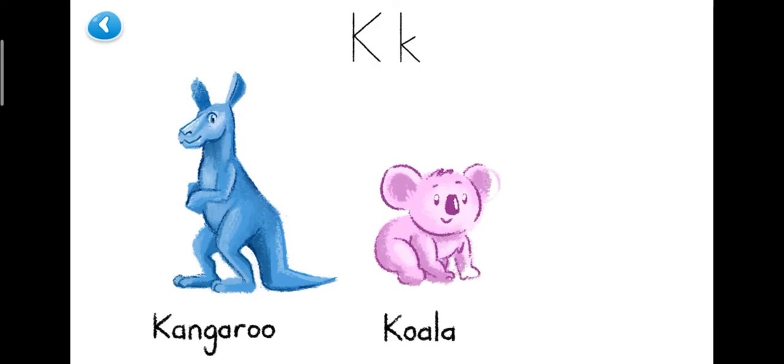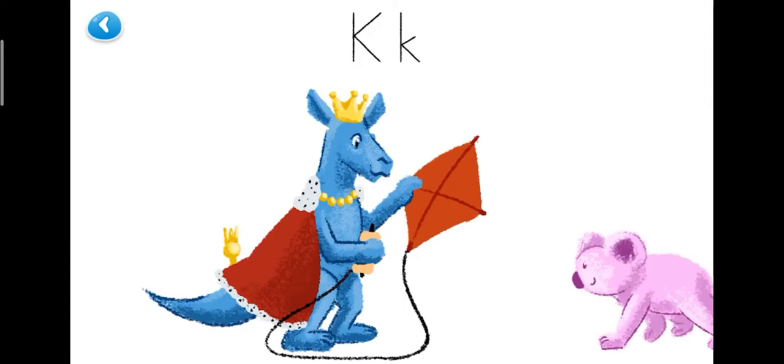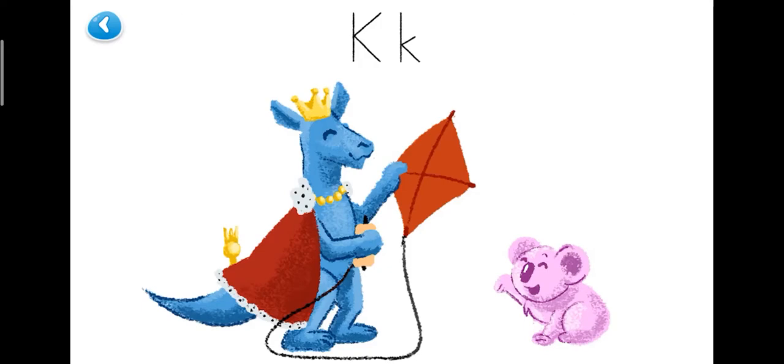Okay, now here's our story. Once there was a kangaroo named Kevin who loved flying kites more than anything. He loved to fly kites so much, other kangaroos called him King of the Kites. One day, Kevin the kangaroo asked his friend Kayla the Koala to fly kites with him. She said yes and they went outside.